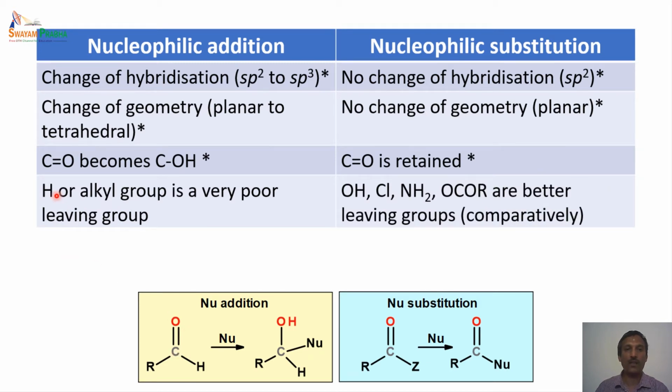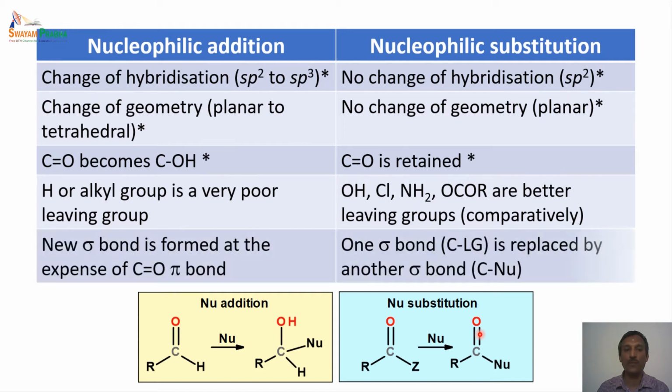And another major issue is either hydrogen or the alkyl group is a very poor leaving group. So this is also one of the reasons they stick to the carbon. They don't want to leave because they are not a good leaving group. So that's the reason they prefer addition. Whereas in the case of acid derivatives, we have OH group, Cl group or NH2 or OCOR. These are all better leaving groups compared to hydrogen or alkyl group. So that's the reason they generally leave. That is the reason it prefers nucleophilic substitution.